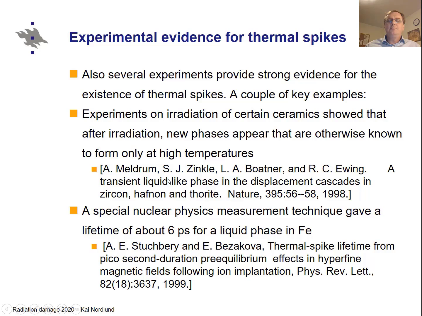So it's very difficult to explain how these would occur under irradiation if not for heat spikes. And then there is a nuclear physics measurement technique in iron, which actually gave a lifetime measurement of about 6 picoseconds for a liquid phase in iron. Unfortunately, this nuclear technique only works for iron, so it hasn't been generalized to other metals. But anyway, this is very compelling evidence that the heat spike lifetime is indeed around 5 to 10 picoseconds. MD simulations in iron give very similar values to these 6 picoseconds.